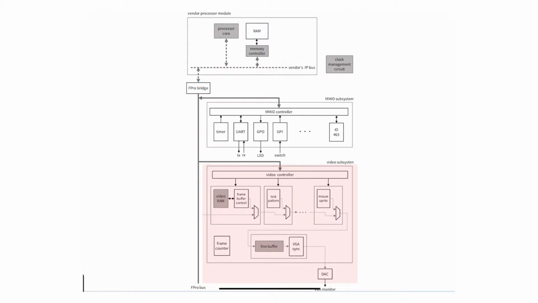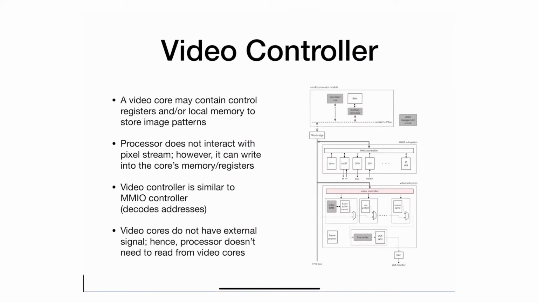Of course, the processor sees the whole subsystem as a bunch of registers, but we know that it has a few cores inside it, so we would need some sort of a mechanism to actually access each one of the cores separately. So similar to what we did with the MMIO subsystems, we had an MMIO controller. In here, we will have a video controller that allows the processor to interact with the different video IP cores separately. So let's take a look at the specification for this video controller.